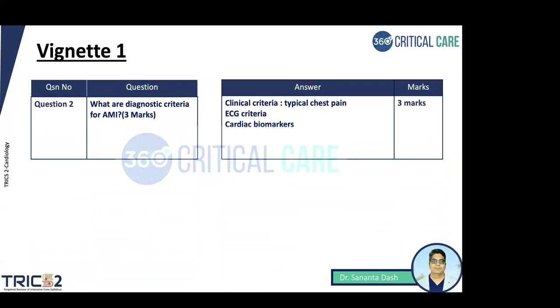Clinical criteria, ECG criteria, and cardiac biomarkers. There are 3 things that have to be there. The patient has typical chest pain with suggestive ECG changes, and there are raised cardiac biomarkers. You have to talk about all these 3 points. If you miss one, you lose 1 mark, okay? Or you may get 0 also, depending on what the answer grid is.